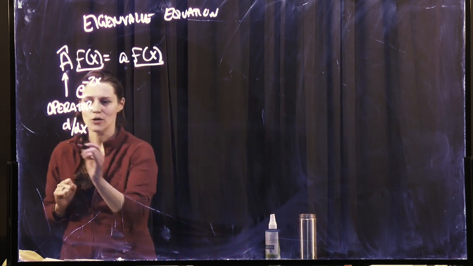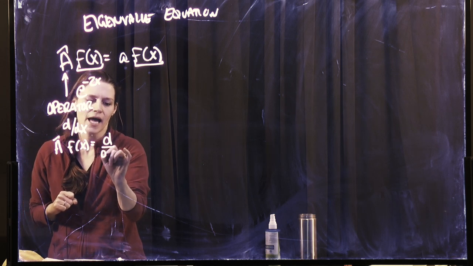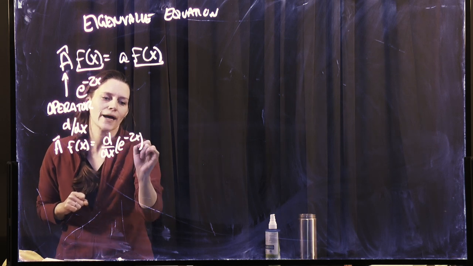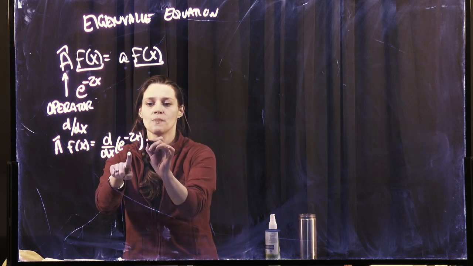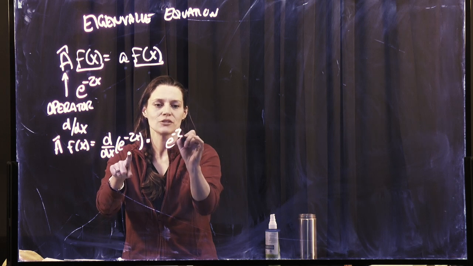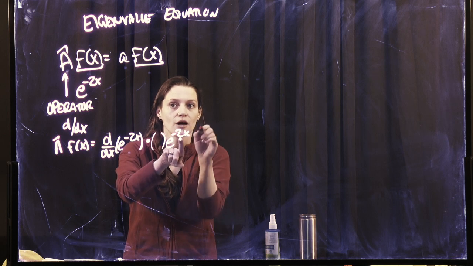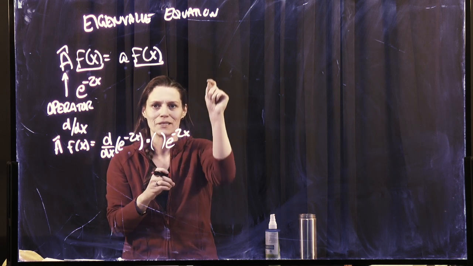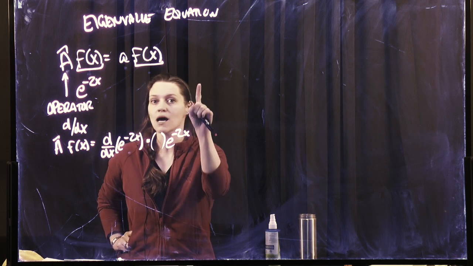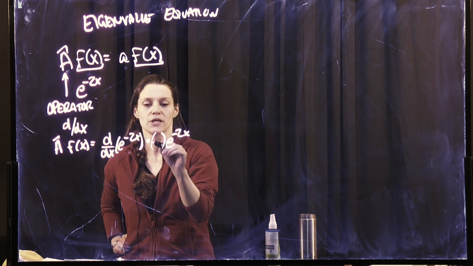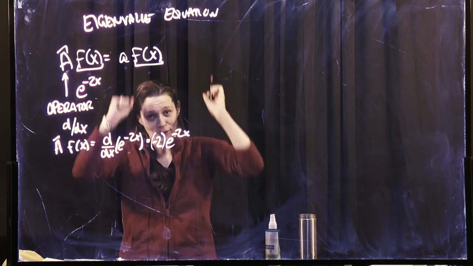So if A operates on f of x, that means I'm going to have d/dx of e to the minus 2x. The derivative of anything in the exponential is equal to the exponential again, multiplied by the derivative of what was in the exponent. So the derivative of minus 2x is minus 2. Go team. I really hope that you're all shouting this out. That would be awesome, actually. Just give a shout out.